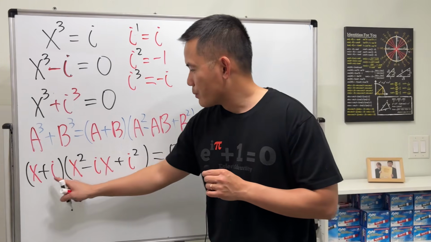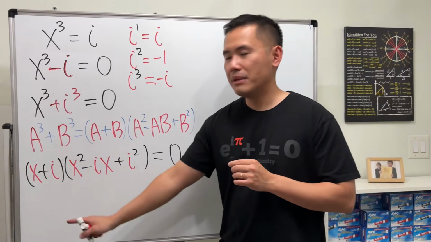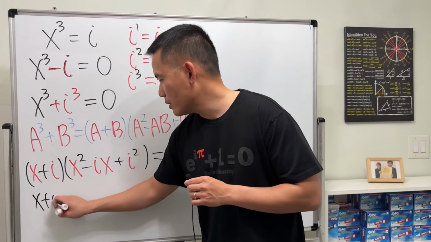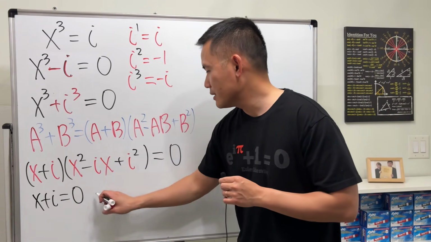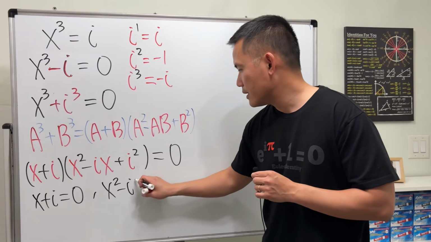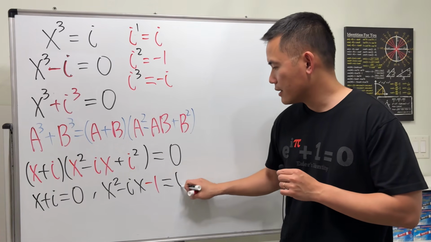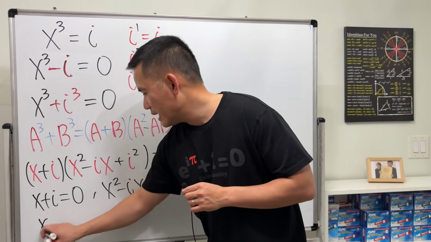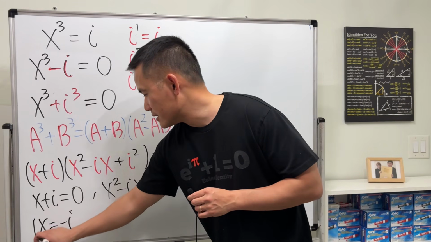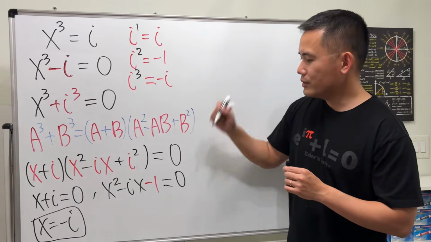Now, product of 2 things is equal to 0. That means the first one has to be 0, or the second one has to be 0. And then this is just -1 by definition. So for this, x is just equal to -i, and that's exactly what we saw right here also.